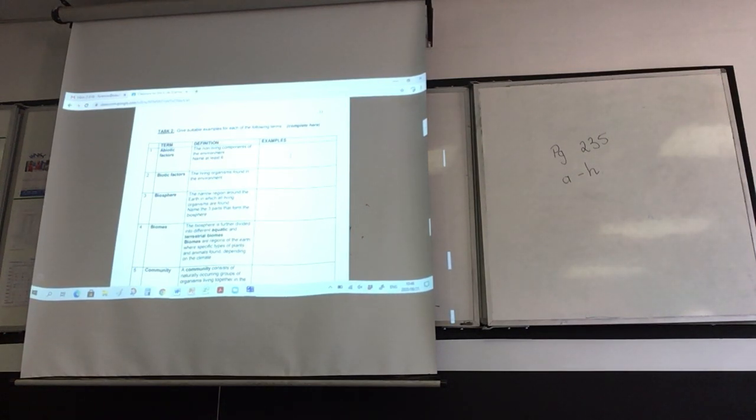Michaela, autotrophs, number 9. Trees. Anything else? Plants. You could even have named groups of plants, different types. Zani? Algae. Anything else? Seaweed, algae, yes. Anything else? What about mosses? Wheat. Okay, wheat, crop plants, yes.